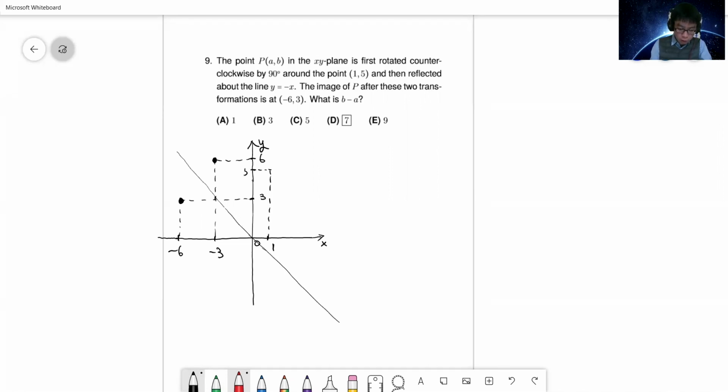This is 1, this is 5. We rotate the point about 1,5. Let me call the resulting to be P3. This is P2. So we want to get back to P. We rotate P2 about 1,5 by 90 degrees.